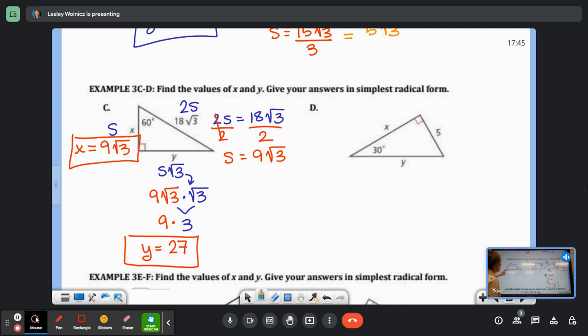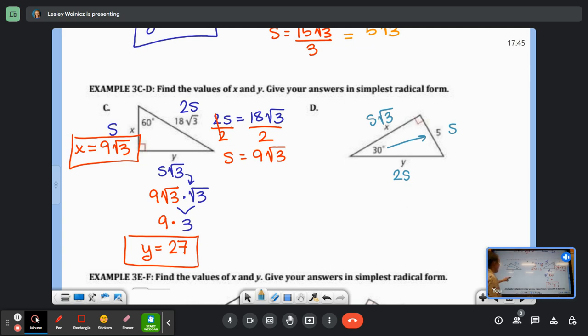So finally, across from my 30-degree angle, I know that that's my short side. This is the easiest thing if they give you the short side, and it's a whole number. It's the best. So my hypotenuse has to be 2 times my s. My long leg has to be my s times the square root of 3.